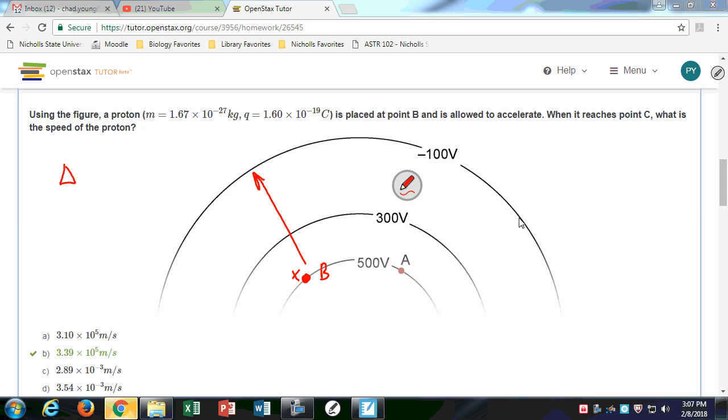So our change in potential is going to be 600 volts, because I'm going from 500 to negative 100 volts. It's not 400, it's 600 volts, because I go from 500 to 0, and then I go another 100 volts. So my change in potential is 600 volts. And then I want to know what is the speed. Well, remember, potential is energy per charge.